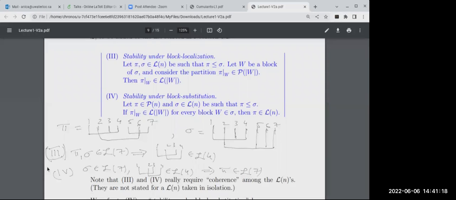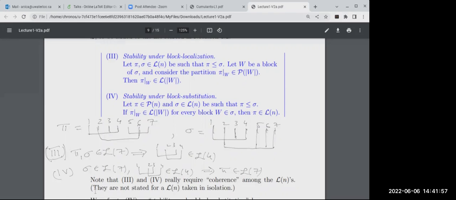And then look at what conditions 3 and 4 are saying. Condition 3 says: if you assume that both pi and sigma are in your lattice, then for every block of the bigger one, for instance this block 2, 5, 6, 7, the restricted and relabeled partition must be there. So if pi and sigma are both in L of 7, then this restriction must be in L of 4. This is condition 3, block localization. So you take a block of the bigger one.